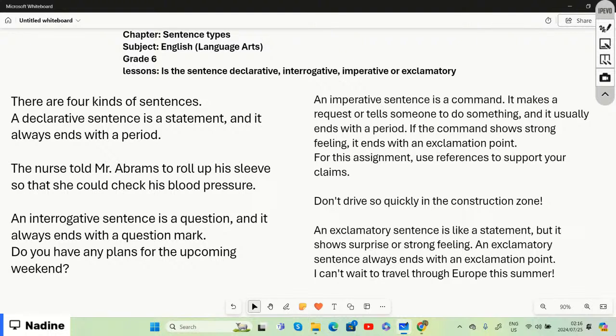So now when it comes to our four kinds of sentences, remember, these are the four kinds of sentences that we basically use within our writing styles, whether you know that you're doing it or even unaware. Usually if you are just telling someone something, then you are actually writing a declarative sentence.